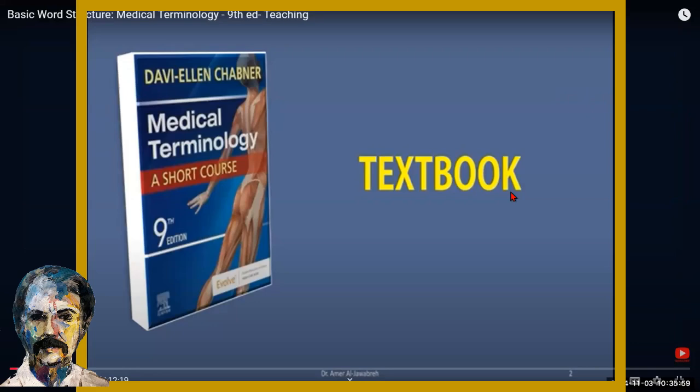And this is the textbook. This is the textbook by Davi Ellen Chabner. This is the 9th edition. You can buy it through Amazon if you like. However, you can use edition 8 because the difference between edition 9 and 8 is very slight, maybe does not exceed 5%. So both of them are okay. If you are a student who likes to be updated, go for 9. If you are a normal student, you can go for 8, and both will do.